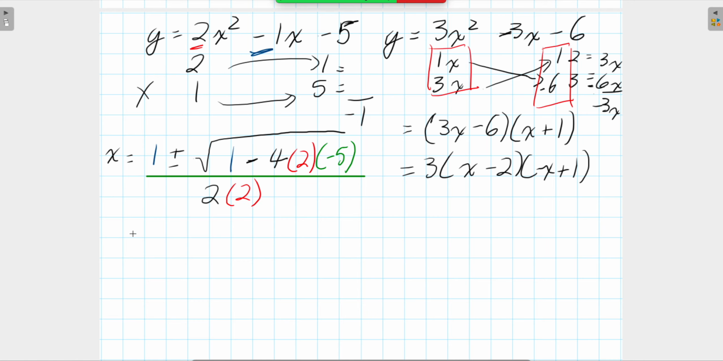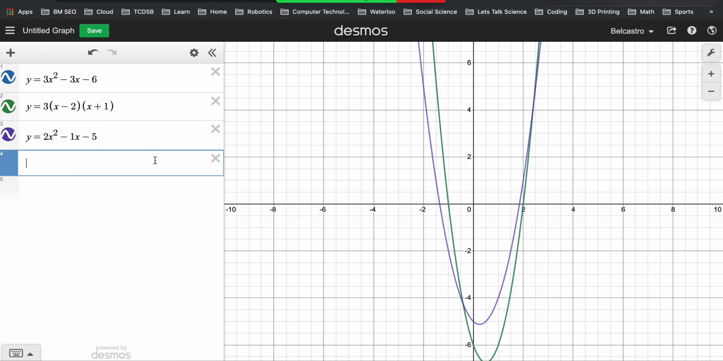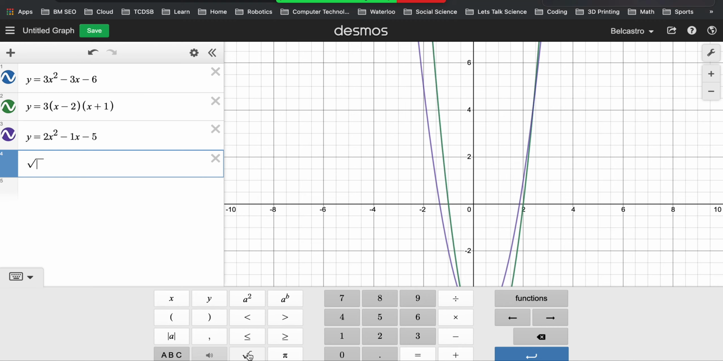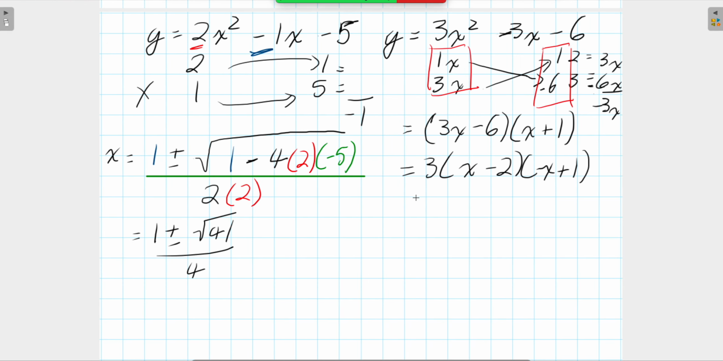Okay, we're going to try to simplify quickly again. 1 plus or minus. This becomes 4 times 5, positive 20, times 2 is positive 40. So we get the square root of 41 over 4. Now, this is what our problem was. Square root of 41? I don't know it off the top of my head. Very luckily, Desmos can help us solve this quickly. Square root of 41. Okay, we're going to say approximately 6.4. So let's say the square root of 41 is approximately plus or minus 6.4.